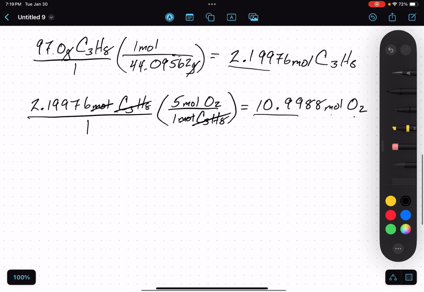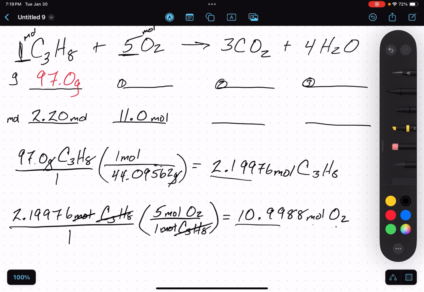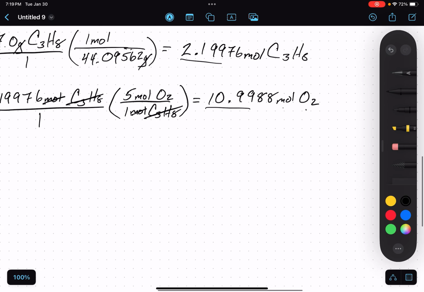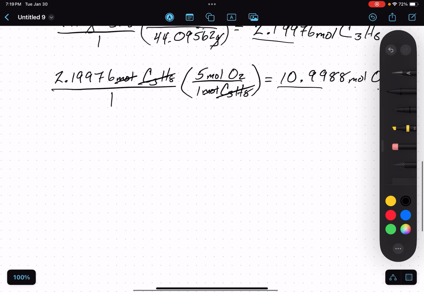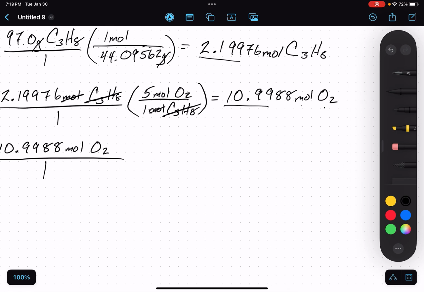All right, the next thing is, since I had the number of moles, I can now find out how many grams of the oxygen I have. So I'm going to take 10.9988 moles of O2 and put that all over 1. Now, if you look at that flow chart, oxygen is B, and so I'm going to go from moles of B to mass or grams of B.